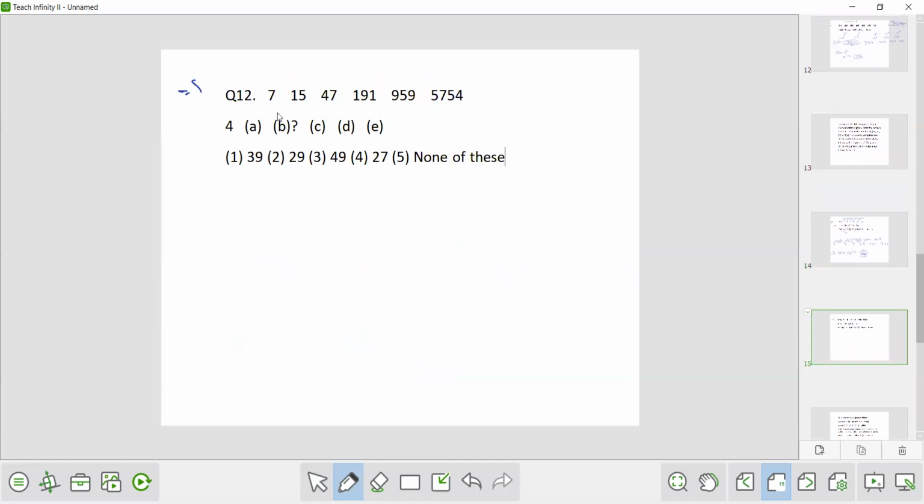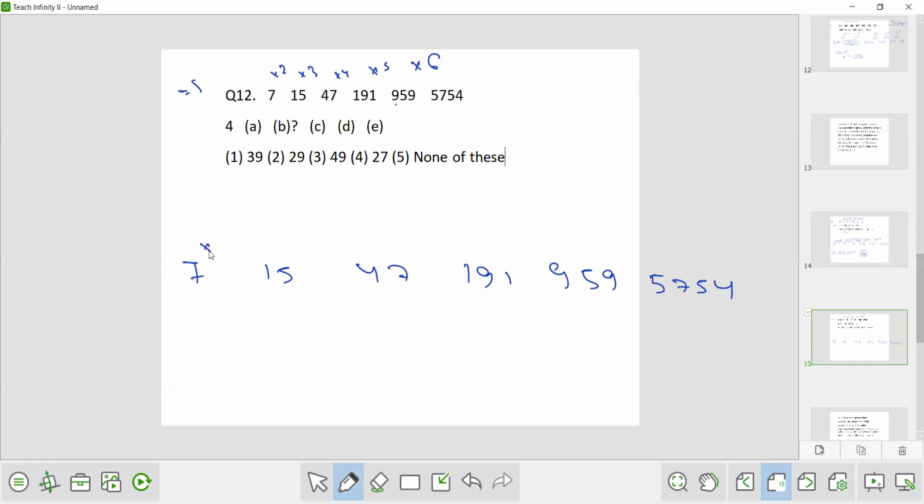Now the next question. 7, 15, 47, 191, 959, 5754. Now again here in this question, the concept will remain the same. You have to identify the slope. Now if you see here, this is near to 6 times. Now 191 and 959, this is near to 5 times. So this is near to 4 times, this is near to 3 times, and this is near to 2 times. So here 7, 15, 47, 191, 959 and 5754.